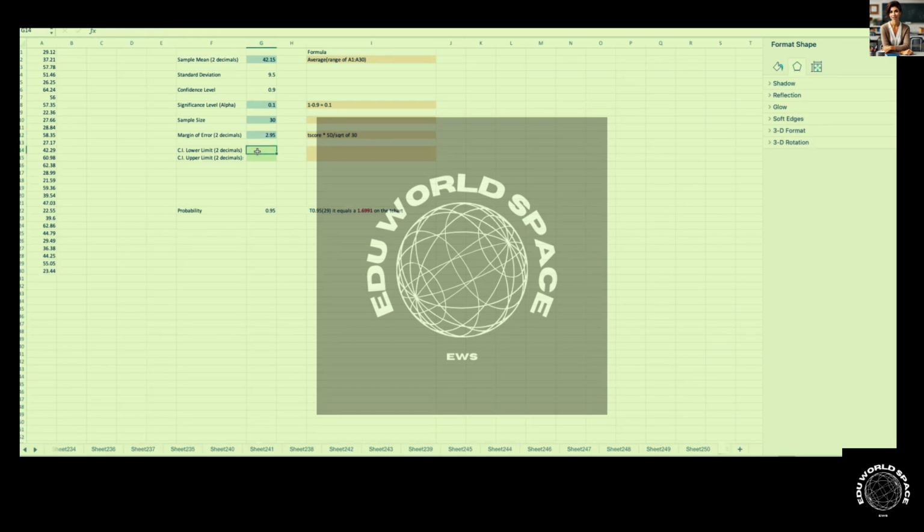So then for your lower limit, you are going to take your mean, and you're going to subtract your margin of error. And then to get your upper limit, you're going to take your mean and you're going to add your margin of error. So for your lower limit, you're going to do mean minus your margin of error. And then it's your mean plus your margin of error.